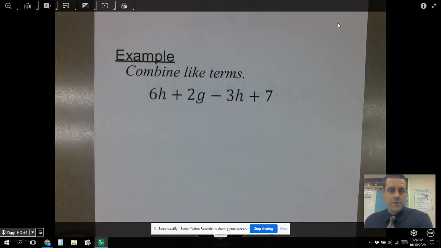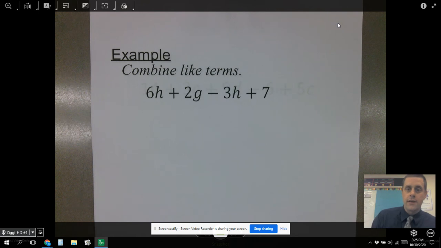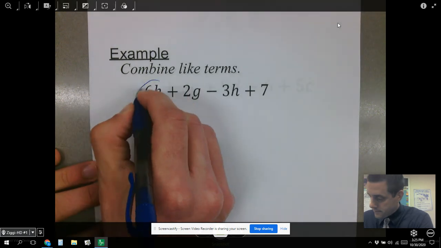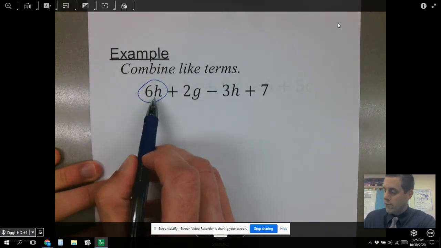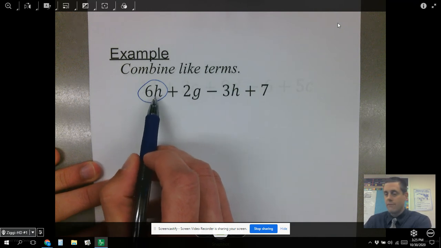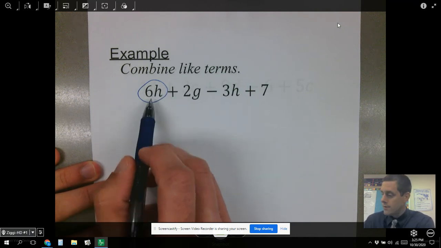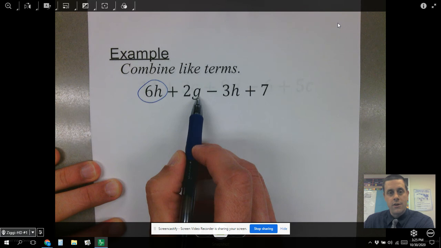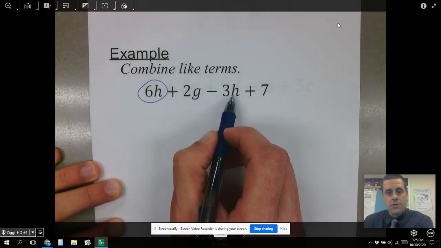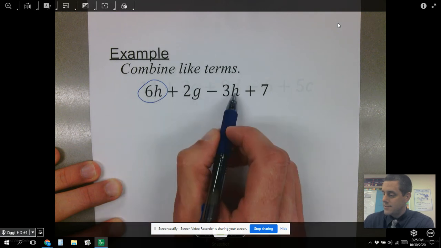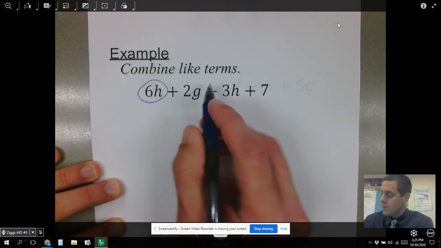Our next example, 6h plus 2g minus 3h plus 7. Let's go ahead and mark our like terms before we can combine them. Our first term is 6h. We are looking for terms that have a variable h and a power of 1. 2g does not share the same variable, so it will not get circled. Next we have 3h. That is like 6h because they both share the variable h and an exponent of 1.